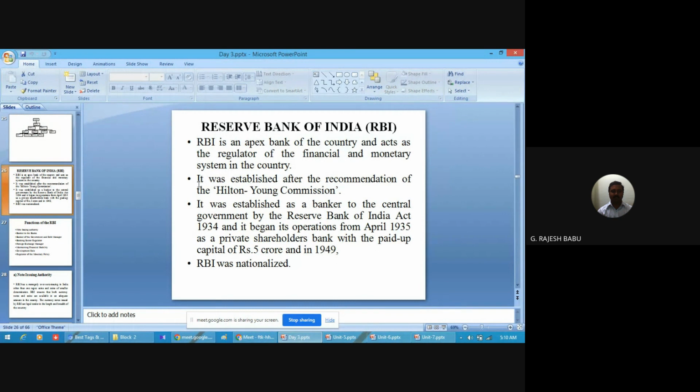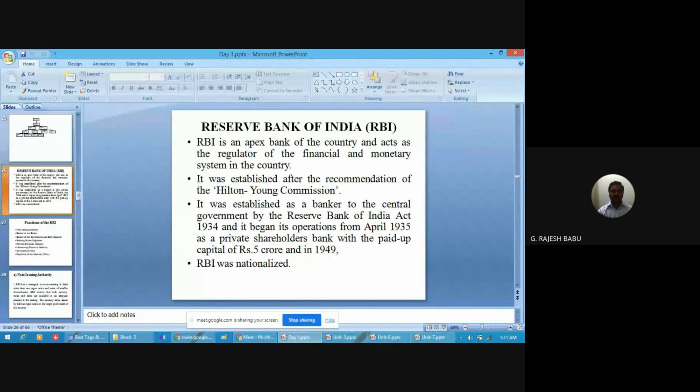First, next one, let us discuss the Reserve Bank of India. Reserve Bank of India is the apex bank of the country and acts as the regulator of the financial and monetary system in India. It was established after the recommendation of the Hilton-Young Commission.